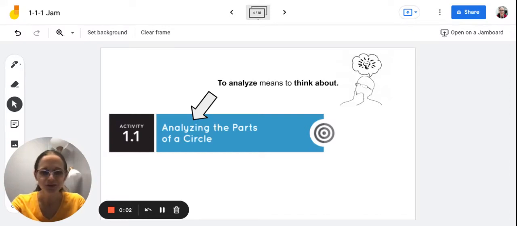So now you know at least one strategy for finding the distance around the outside of a circle, or its circumference. Today we will be analyzing the parts of a circle. Analyzing just means thinking about something. So today we'll be thinking deeply about the parts of a circle.